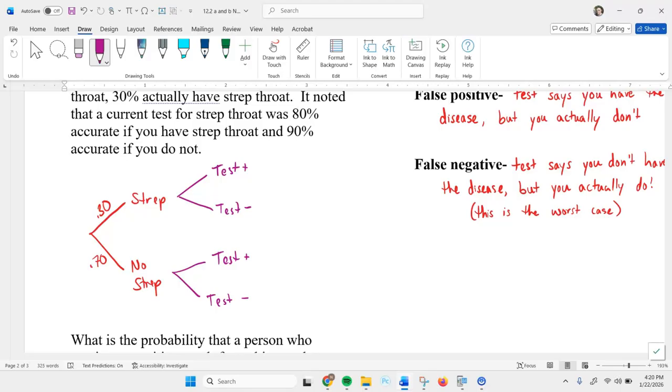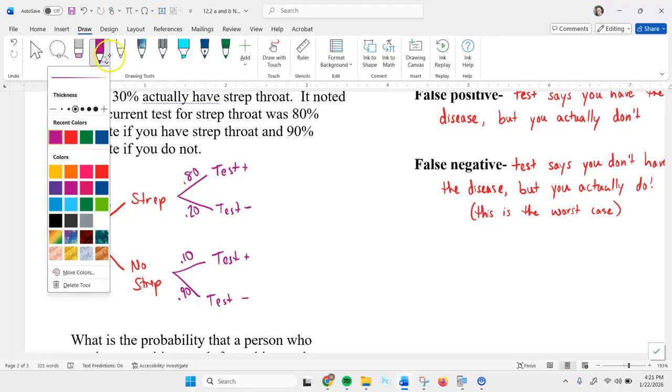So going back up, we can see that 80% of the time the test was accurate if you have strep throat. So you have strep throat, that means you test positive for it 80% of the time. That means 20% of the time you're going to get a false negative. 90% of the time it is accurate if you don't have strep throat. So that means you don't have strep throat and it says you don't have strep throat 90% of the time. So that means 10% of the time it's wrong, so you have a false positive 10% of the time.